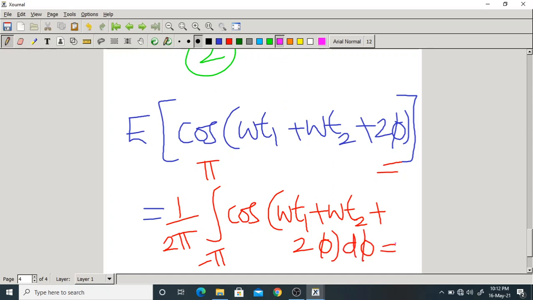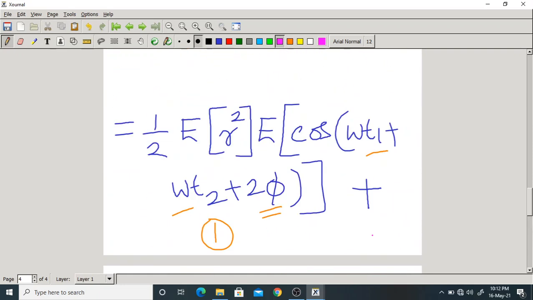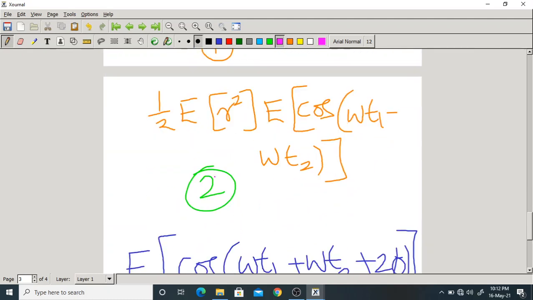You get 0. This quantity is 0, which means the entire quantity is 0. So the first term is entirely 0.